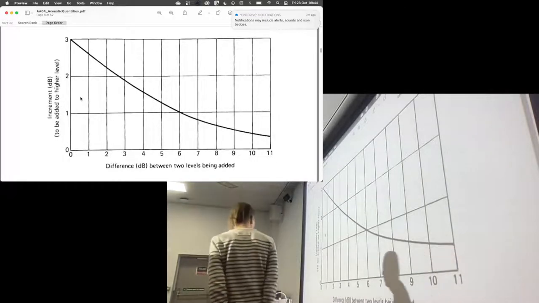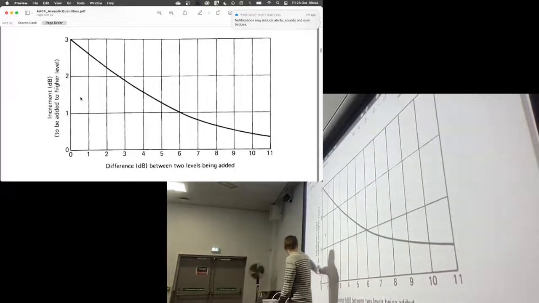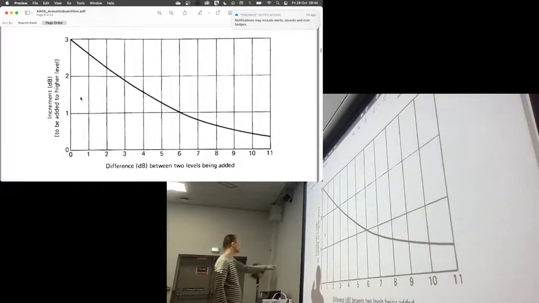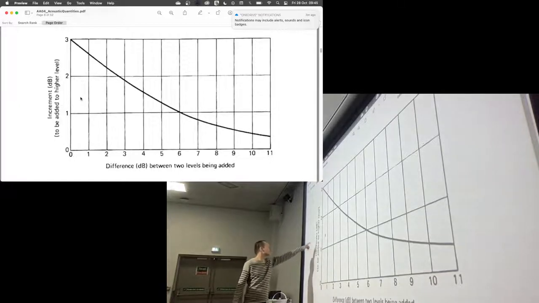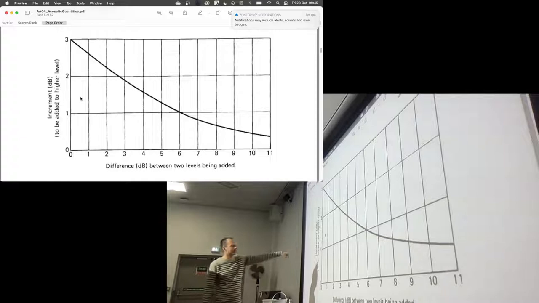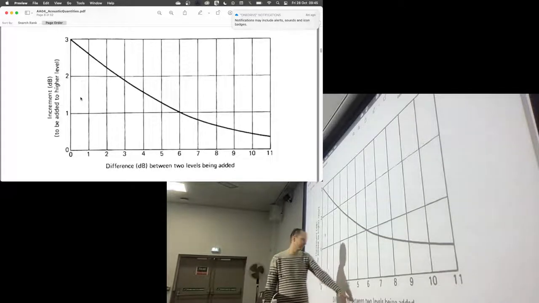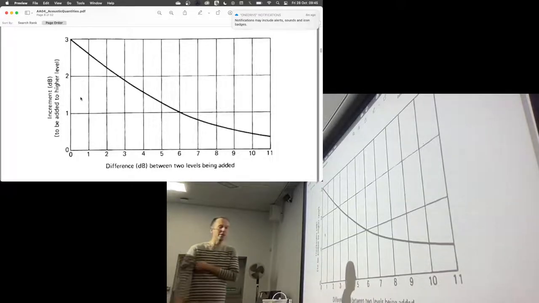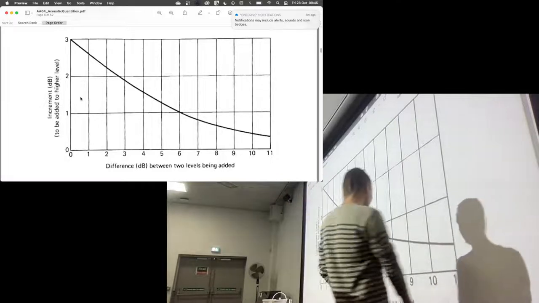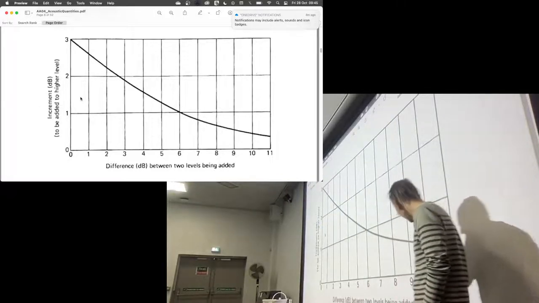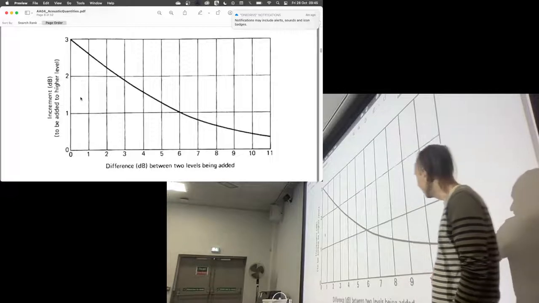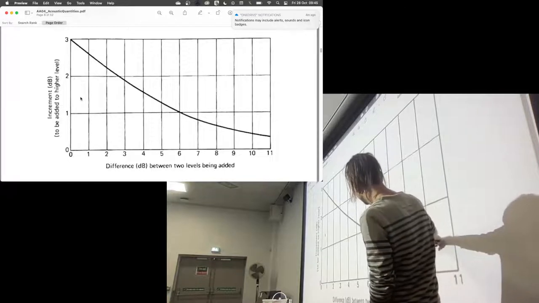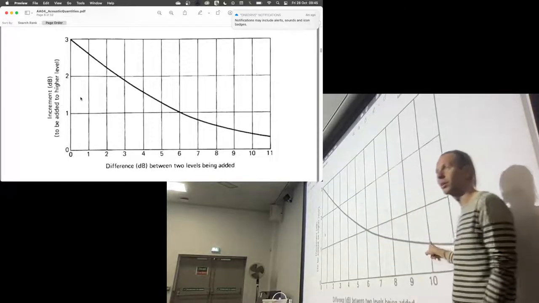Okay, so first thing when you have a graph is familiarize yourself with the axes and figure out what it is supposed to say. So what are we looking at? We're looking at the increment in dB to be added to the higher level, and we are looking at the difference between two levels being added. This is where you can read the 10 dB rule from. If the difference between two levels that you're adding is 10 dB, then the amount you're adding to the higher level will be 0.4, 0.35, something like this.